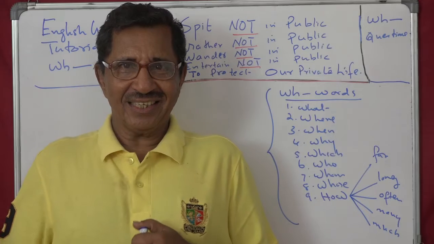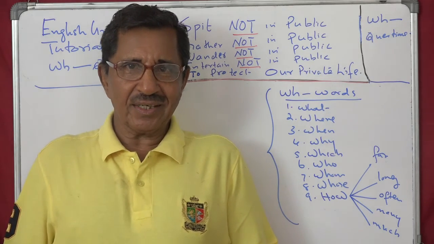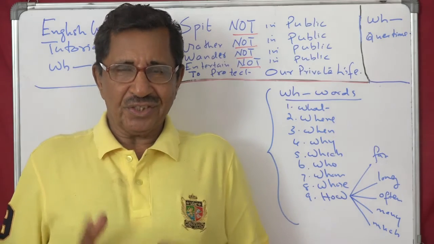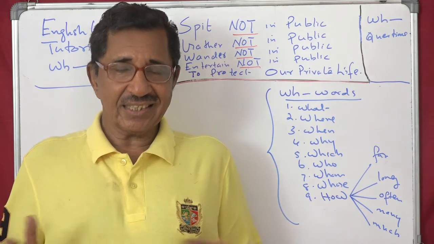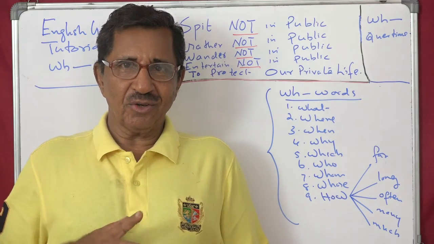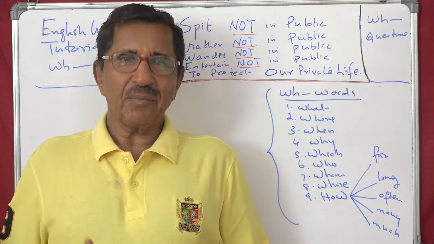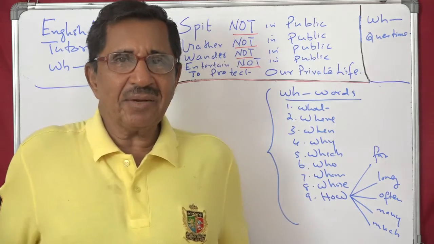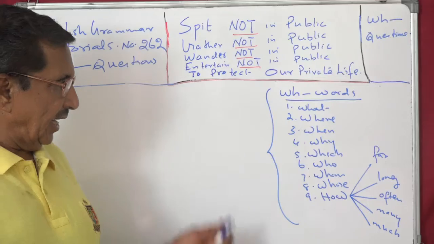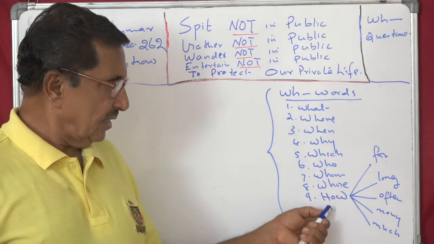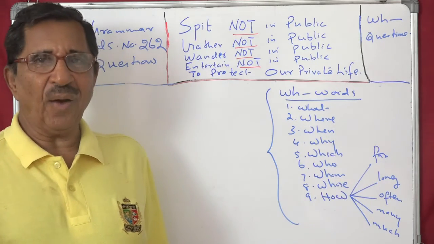So this is our English language tutorial class number 262. Questions in English. We have seen yes or no questions, tag questions, with exercises. Now we are going to enter into another very important area in question making in English, and that is WH questions. A WH question can be made only with a WH word. And in English we have 9 main WH words, 1, 2, 3, 4, 5 with how.